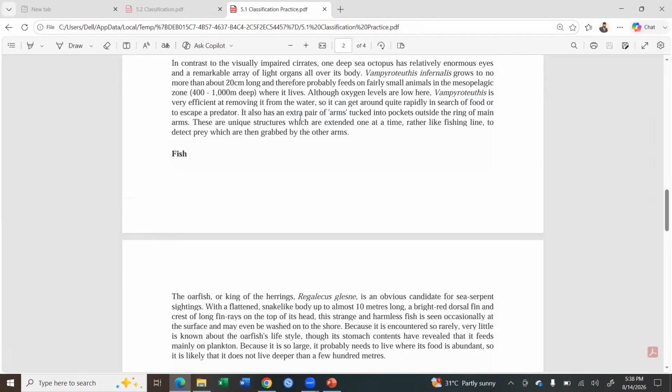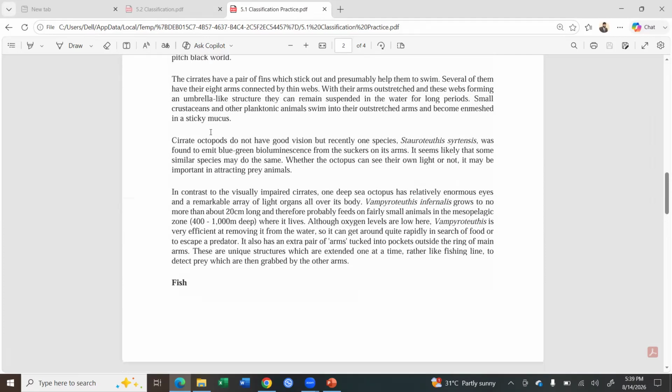Which are extended one at a time, so it is not stationary. These are unique structures which are extended one at a time, rather like a fishing line, to detect prey. So it is used for detection of prey. There, the question was about arms that remain stationary, right? They are not moving. Are you getting my point? So it means that this arm is a wrong signal, a false signal. Our information is not here, right? Are you getting my point? Yes, sir.